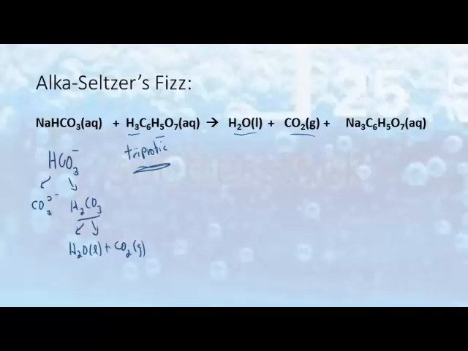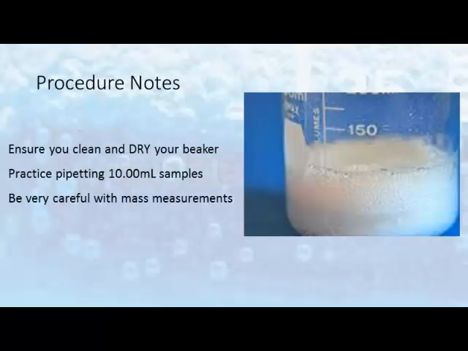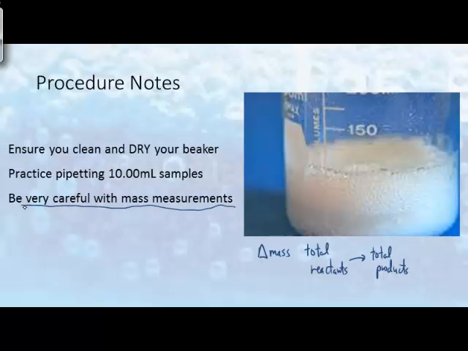So let's go through the ideas here. From a procedure point of view, you're going to be making very careful mass measurements. The key to your mass measurements is the change in mass from the total reactants to the total products. There'll be a change in mass, which at first seemingly violates the law of conservation of mass, but as we'll see, it does not.